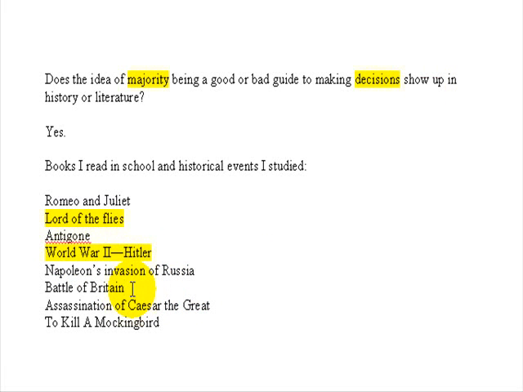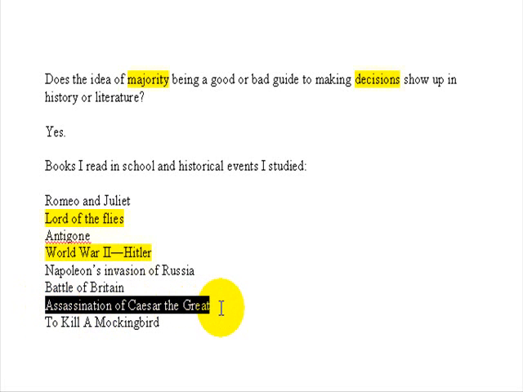Britain versus Germany versus Hitler. If you have to think that much about it, it's usually not that great an idea, or you just haven't thought of it. Assassination of Caesar the Great. Again, it's a majority of people in the Senate I think, who just made that decision.